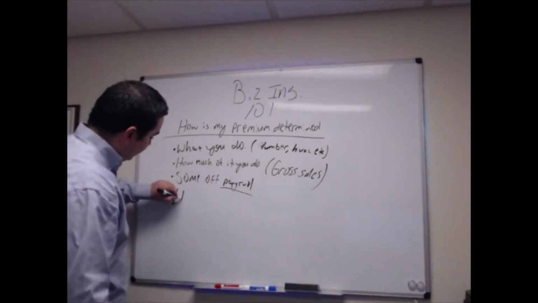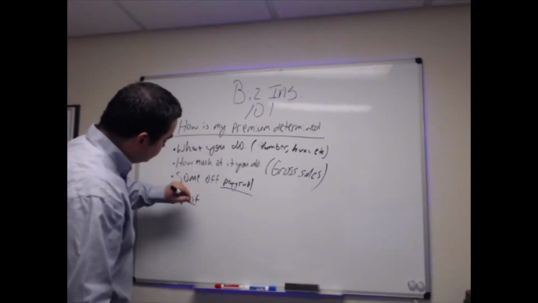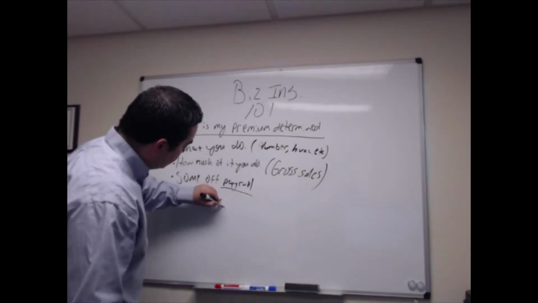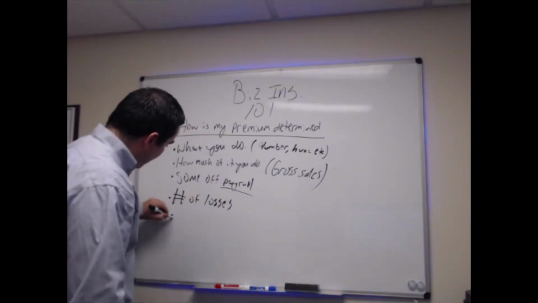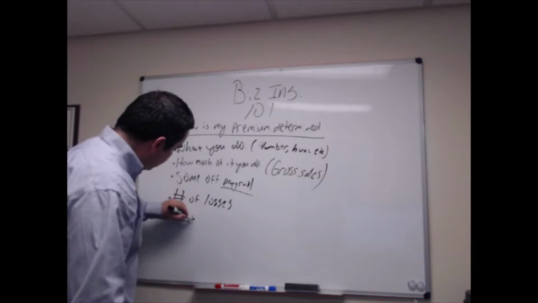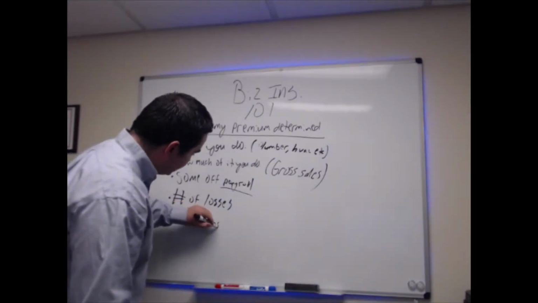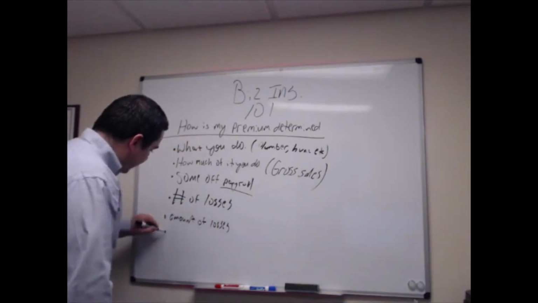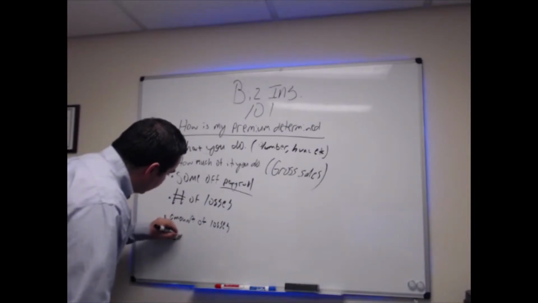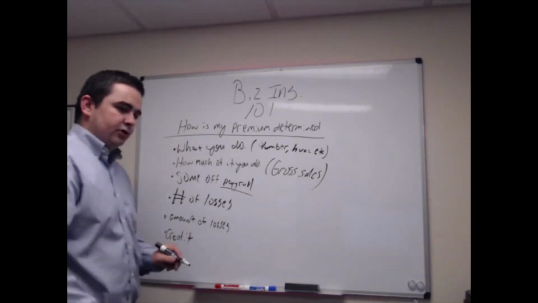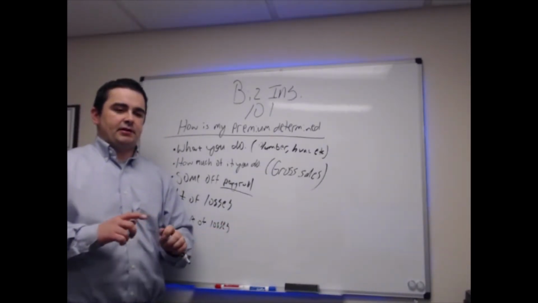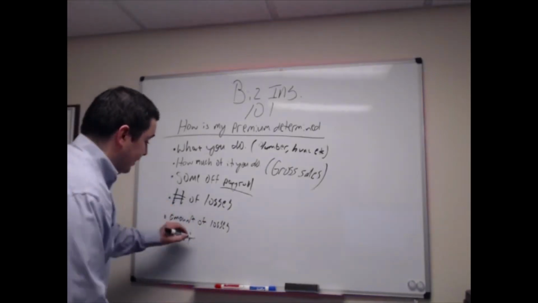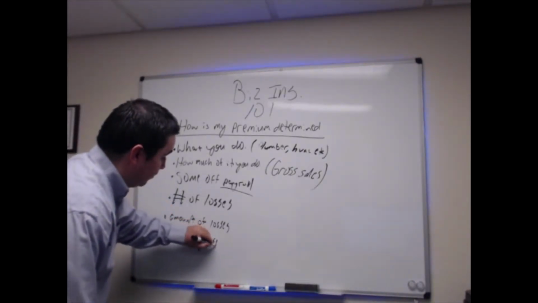Losses, number of losses, amount of losses, and credit. Now, when you get an insurance quote, your credit doesn't get pulled necessarily, but you have what is called an insurance score.